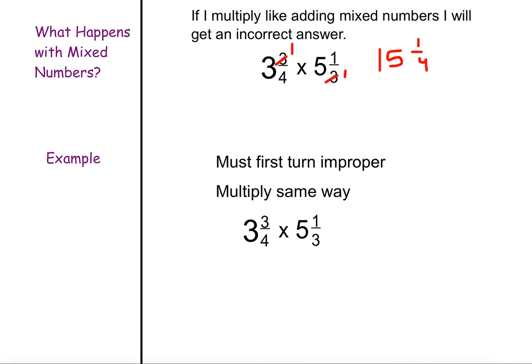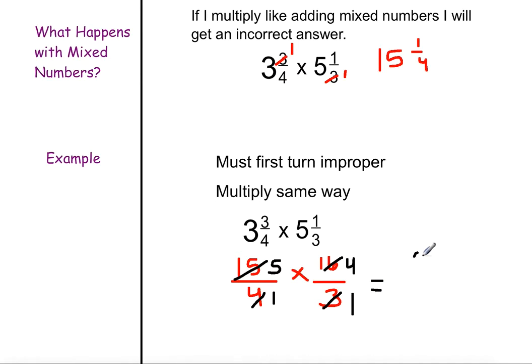So if I turn these to improper, I'd get 15/4 times 5 times 3 is 15 plus 1 is 16/3. Now I simplify before I multiply them. So 15 and 3 can simplify to 5 and 1. 4 can go into 4 once, and 4 can go into 16 4 times.